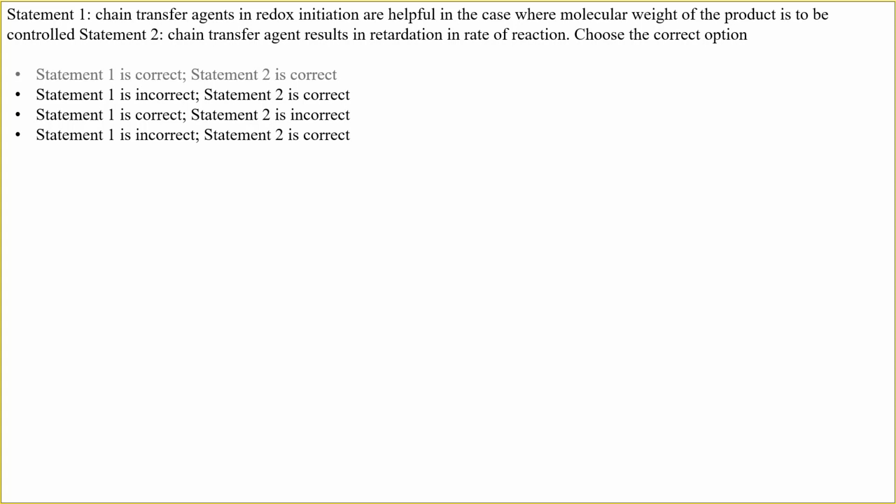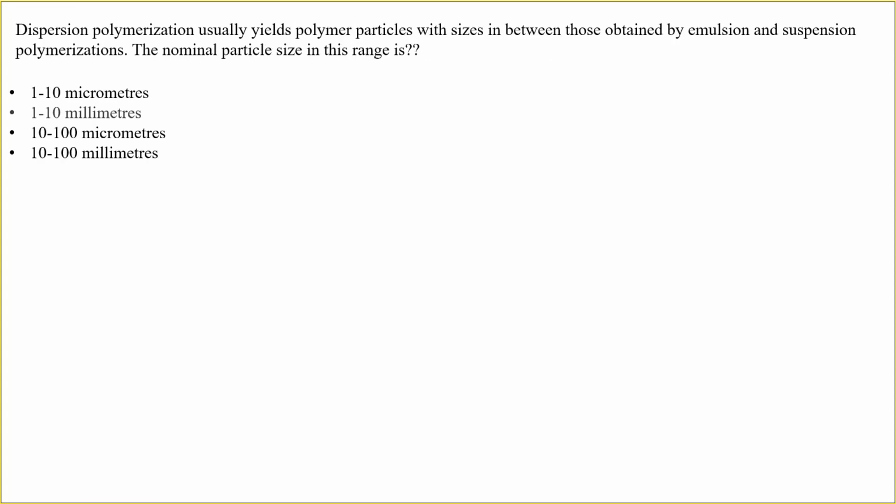Statement 2 is chain transfer agents result in retardation in the rate of reaction. This is also true because, since the activity of one chain is being transferred to the other, how fast the reaction is occurring is also hindered because of this. So the rate of the reaction is also affected in a negative way. That's why chain transfer agents will result in retardation of the rate of reaction. So statement one is correct and statement two is also correct for this one.